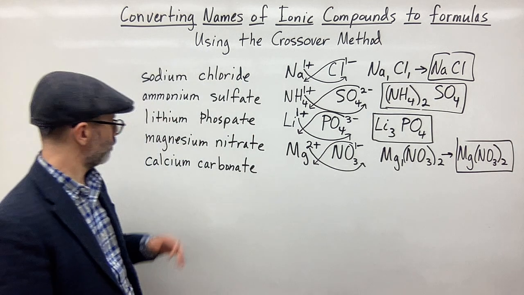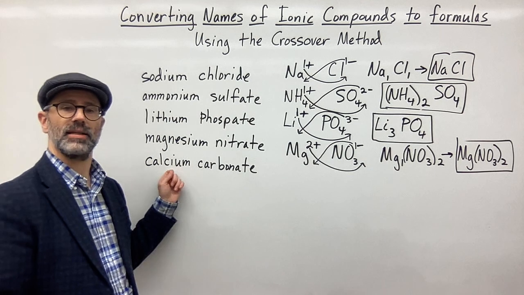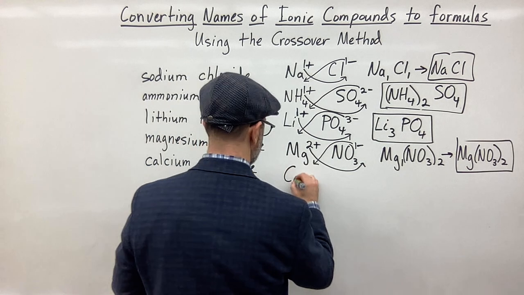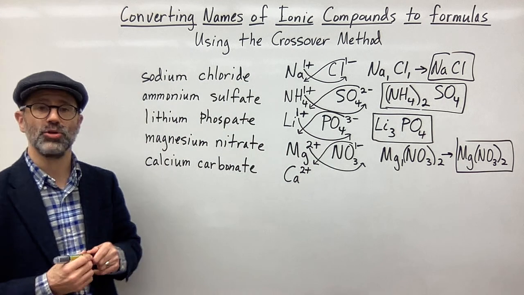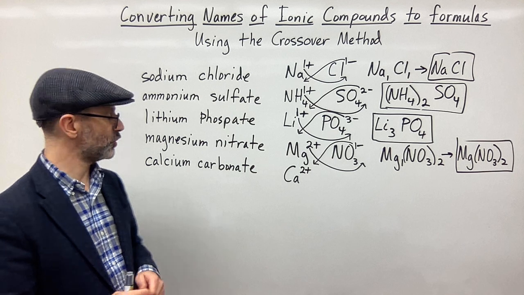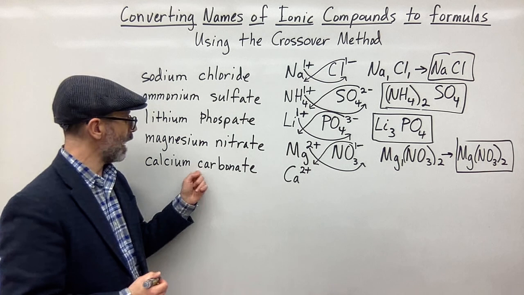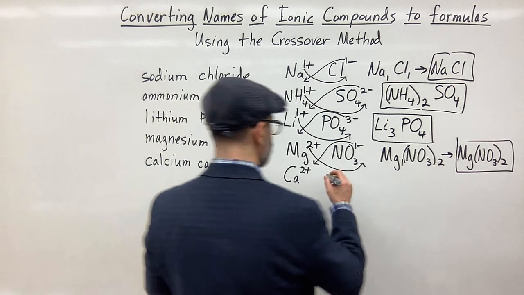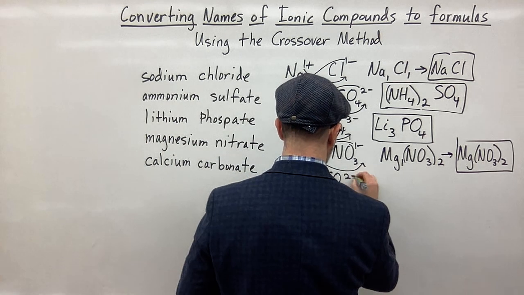And finally, we have calcium carbonate. So calcium, again, is going to be in group 2. We're going to write down the formula for that. So that's Ca. It's got a 2+ charge because it's in group 2A. All elements in 2A have a 2+ charge because they want to get rid of those 2 valence electrons. And now we have our carbonate, another polyatomic ion. So this polyatomic ion is CO3 with a 2- charge.